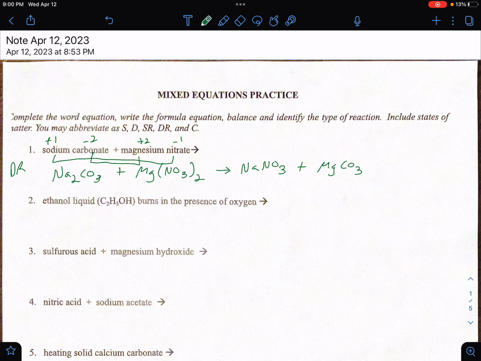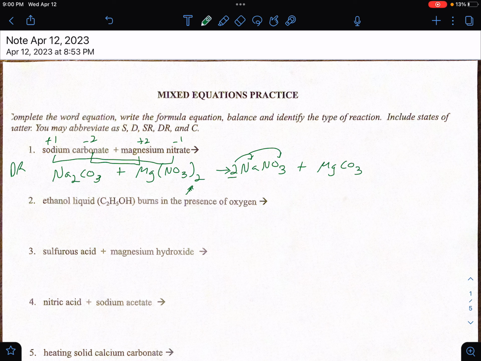Okay, now I'm done writing it. I just have to make sure it's balanced. If you look on the left, I have 2 sodiums, but only 1 sodium on the right. So I'm going to put a big 2 in front of this. That 2 is going to affect both this sodium and this nitrate. Now my nitrates, I have 2 of them, and if you look here, I've got 2 nitrates right there, so that balances out. 1 magnesium on both sides and 1 carbonate on both sides. So all I had to do is put that 2 right there and it's good.